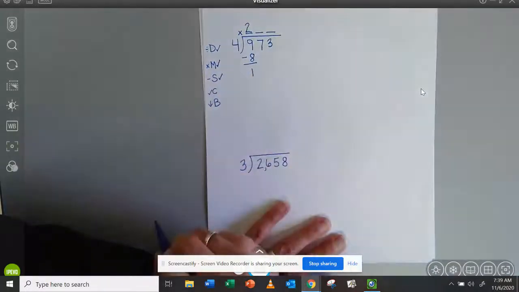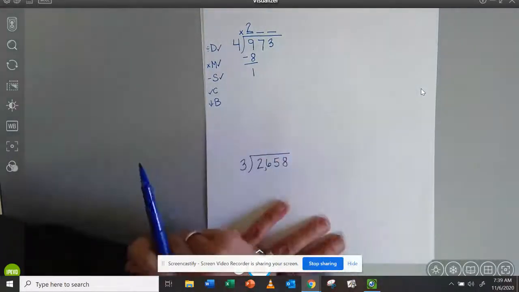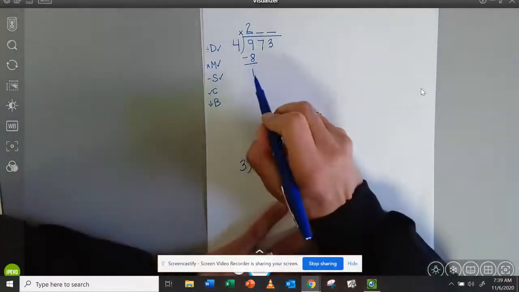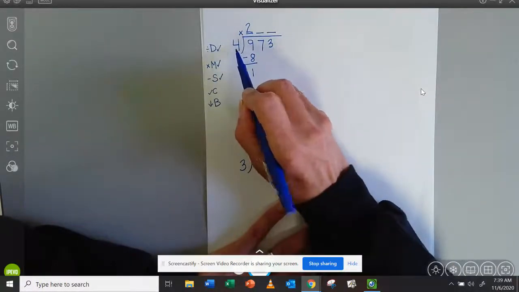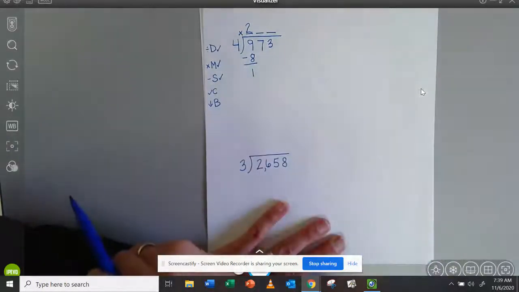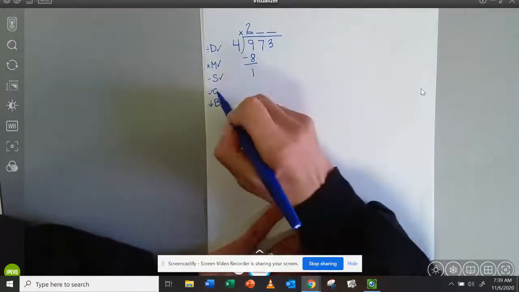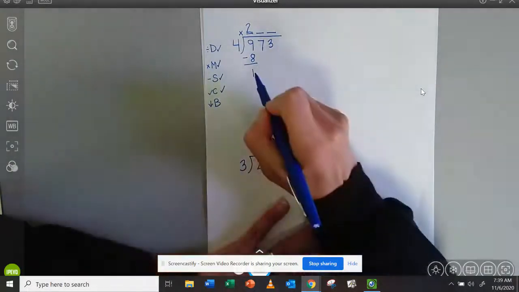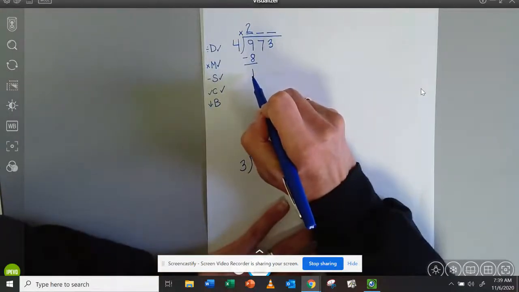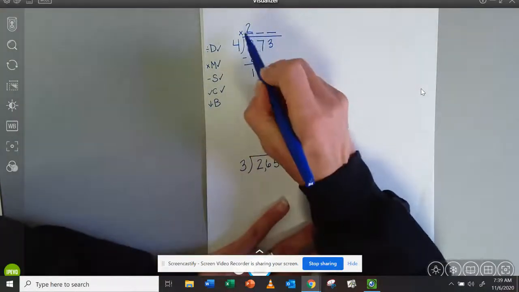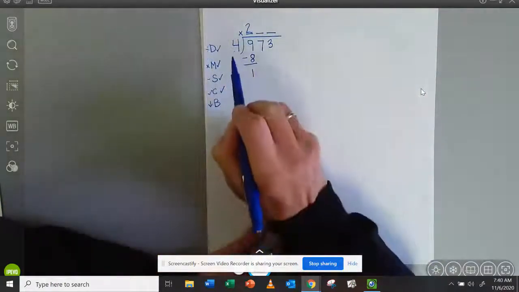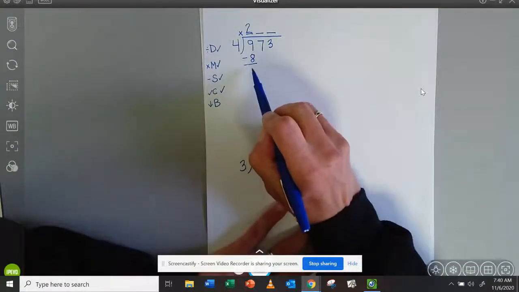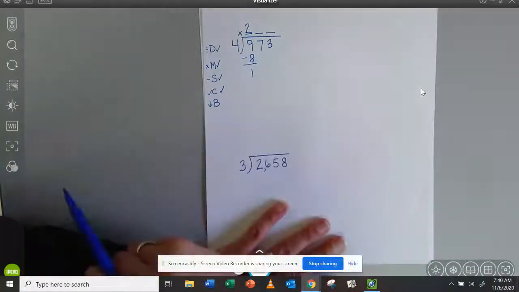I subtract it. Now, this step is important, and a lot of kids skip this one. I need to make sure that the answer I got when I subtracted is less than my divisor. So I check, is 1 less than 4? Yes, it is. If it wasn't, let's say that I ended up with 5 here, then that means that all the way back at my division step, I made a mistake. It's like when we talked about in class, your remainder can never be greater than your divisor. The difference you get when you subtract can also never be greater than your divisor.